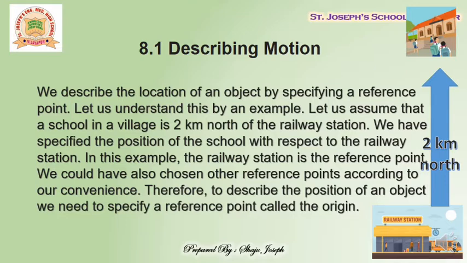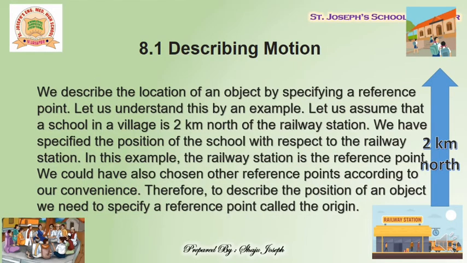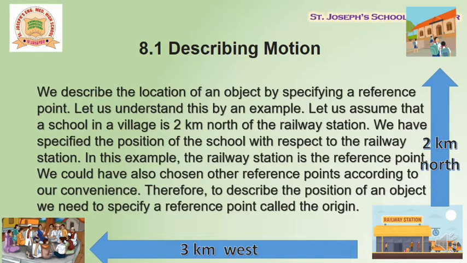Now let's take one more example. If in the same village you ask, where is the panchayat? Where do people gather in the panchayat? We can say, for example, the panchayat is 3 kilometers to the west of the railway station. Again, here the railway station is the origin. So the location of the school, the panchayat and other places, we explain with reference to a single point, that is the railway station. Hence, the railway station will be called the origin.